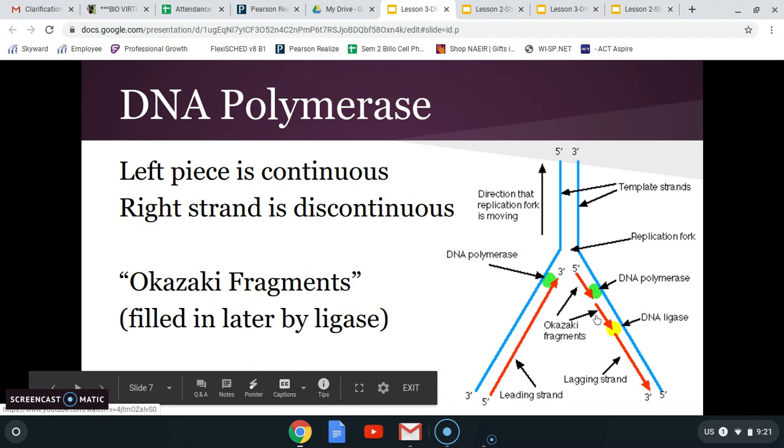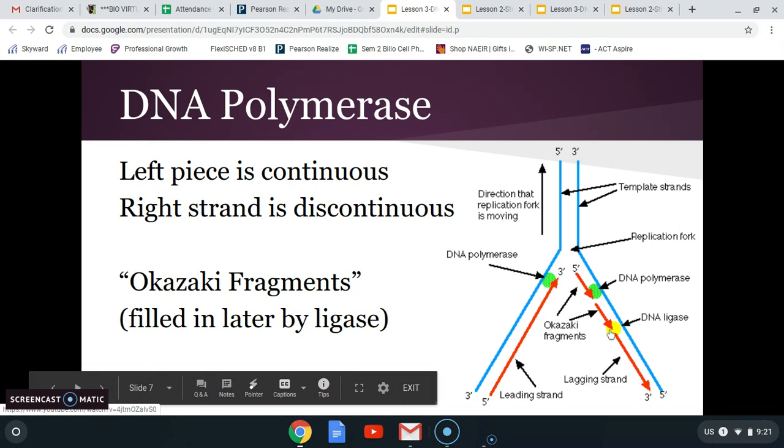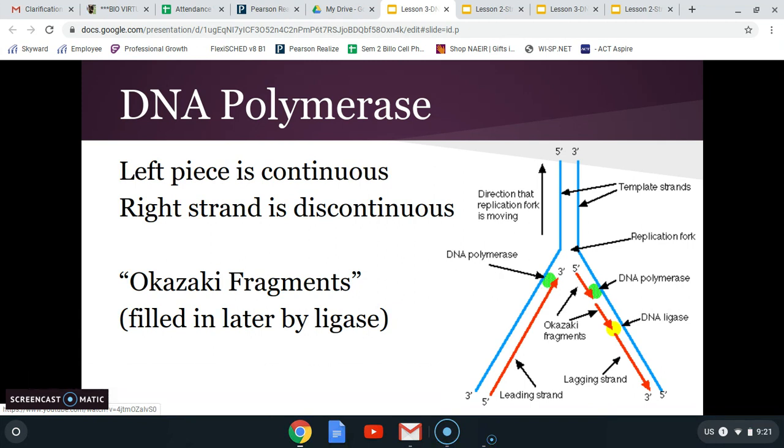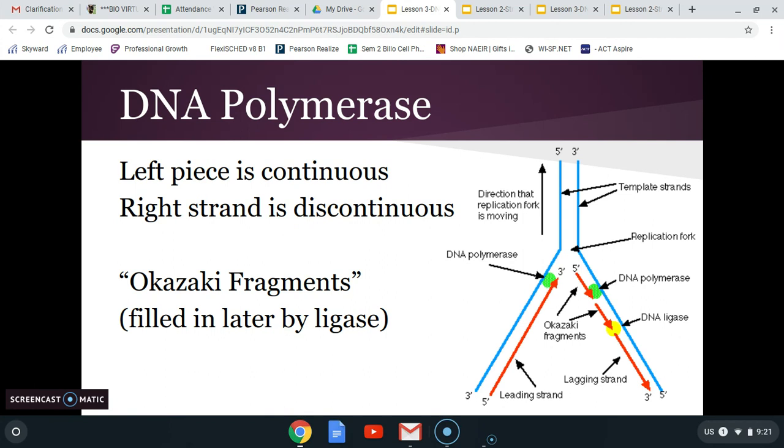This is called the lagging or discontinuous strand, while this one can be built without interruption. That's called the continuous strand. And what it means is we're going to have gaps on the side of this DNA strand when it's built. Those are called Okazaki fragments, from the person who discovered those. And those are going to be filled in by another enzyme a little bit later called ligase.